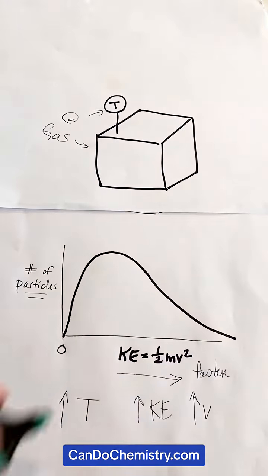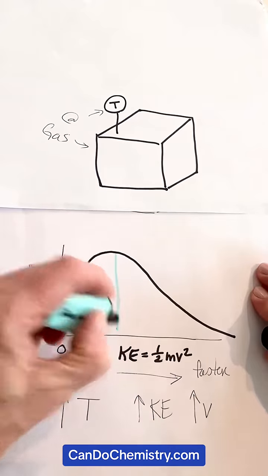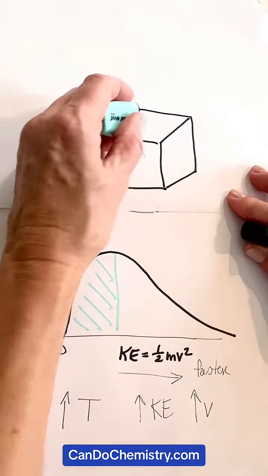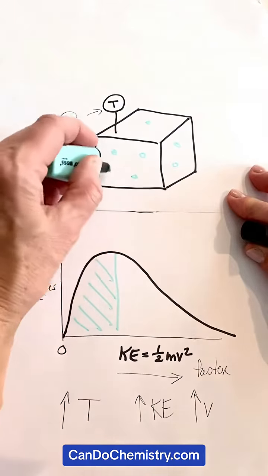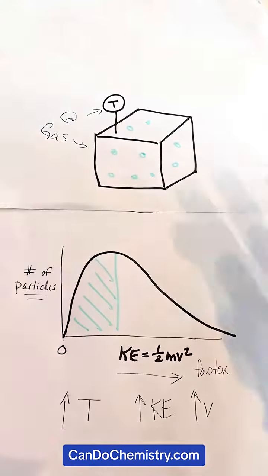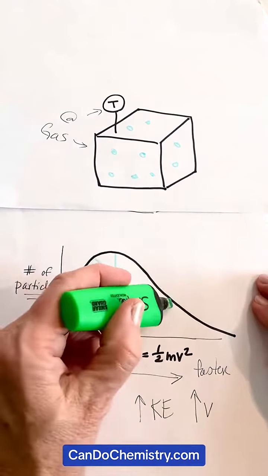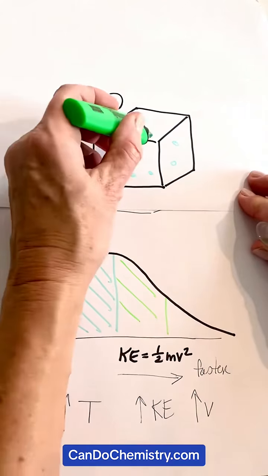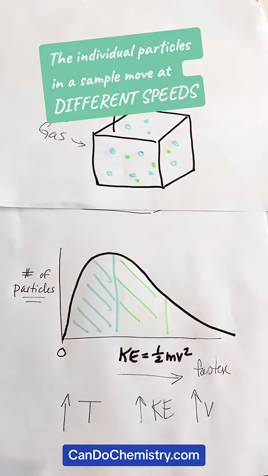So let's say that the average temperature may be right about here. And so the number of particles under this area of the curve would represent particles moving with, say, an average speed. And we'd have a bunch of those, right? And then moving to the right, these particles, maybe the next group would be moving a little bit faster. And there would be a certain number of those moving pretty quickly.